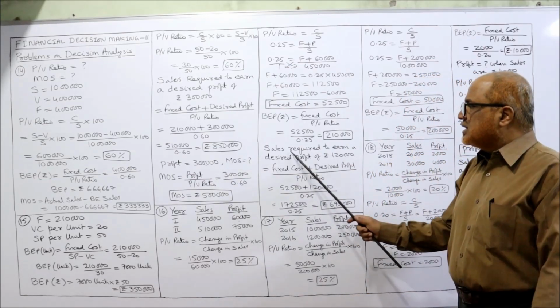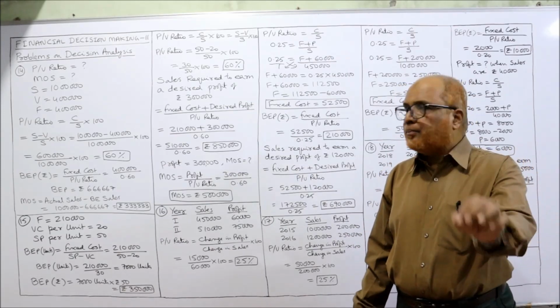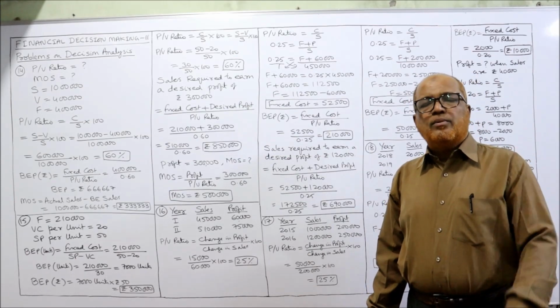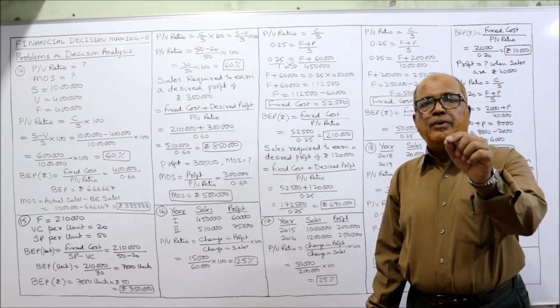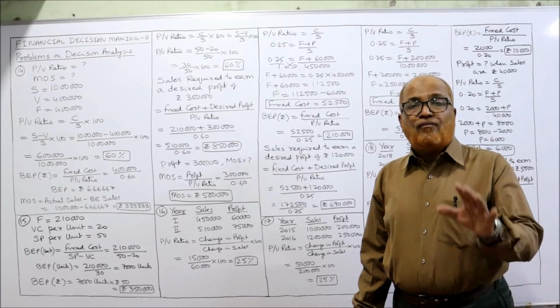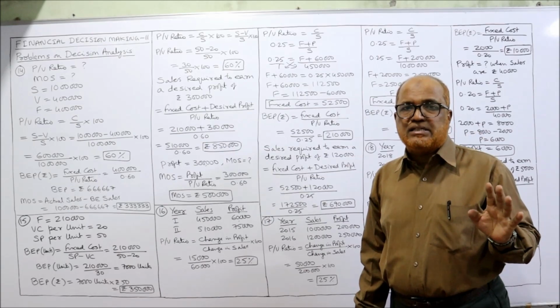The last question is sales required to earn a desired profit of rupees 1,20,000. In the earlier problems also we have applied the formula. Hope you are writing down all the formulas. Formulas are very, very important. If you remember the formula, the chapter will be very easy.